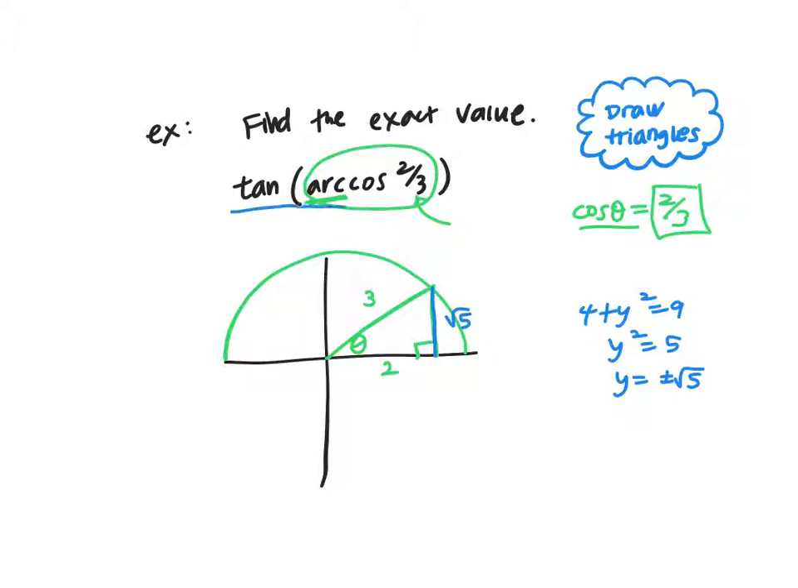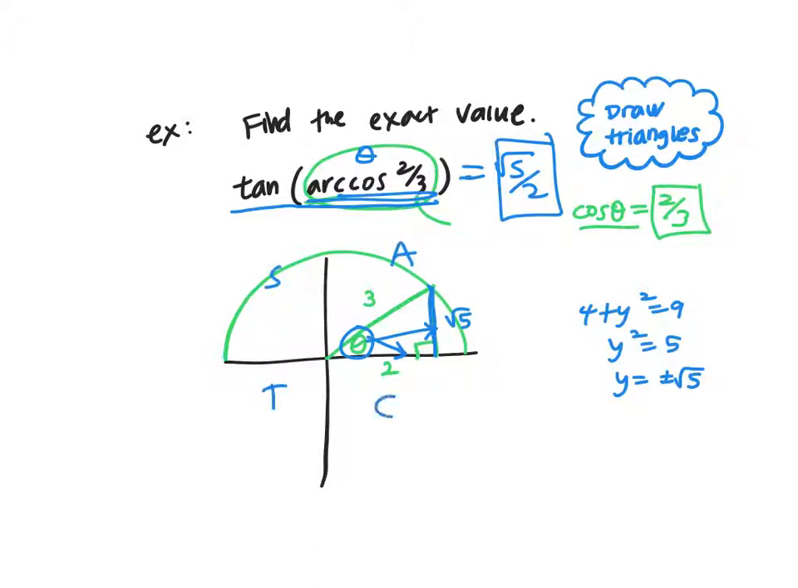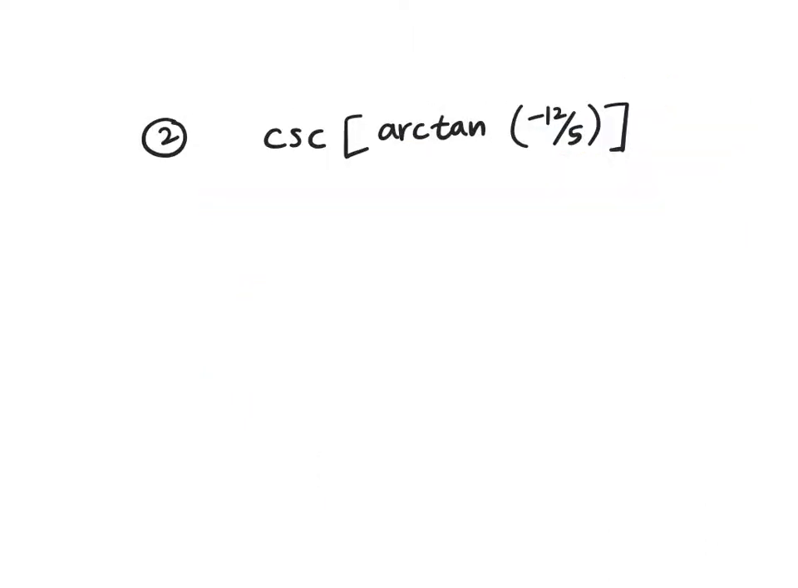Therefore, my tangent of that same theta, because this whole thing is equal to theta, is now opposite over adjacent, root 5 over 2. You can recall that it's positive because it's going in the positive y direction, or just think All Students Take Calculus. Tangent is positive in quadrant 1. Go ahead and try this problem.